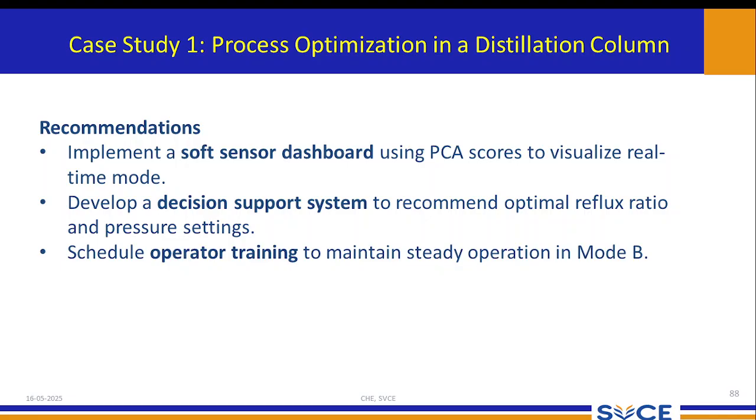How do we maintain the steady state? That will lead to mode B operation. Schedule operator training to maintain the steady state operation. Here the steady state operation is mode B. Otherwise, if the operator does not properly maintain the set points, obviously it will go to mode A or mode C. So the recommendation is to schedule operator training to maintain the steady state operation in mode B.